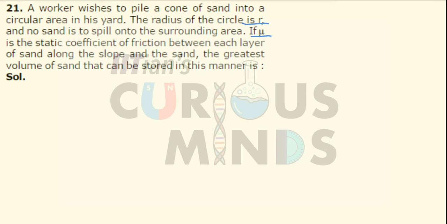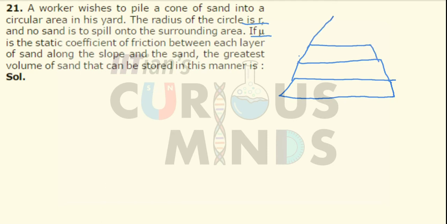It means that suppose there is a first layer of sand which forms a cone somewhat like this. On this layer he puts a layer on top, and that's how a cone is formed of radius r, and the height is h in this case. We have to calculate the maximum volume in terms of r, so in short we have to calculate the value of h.